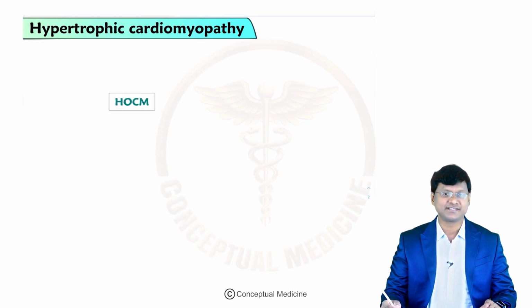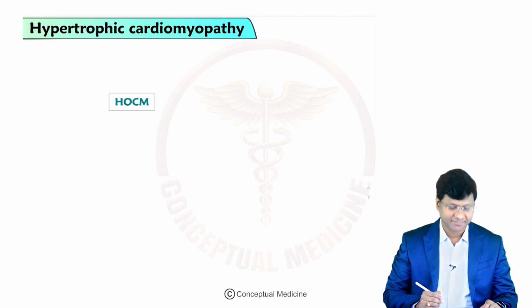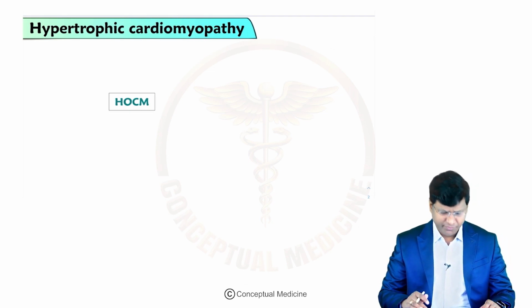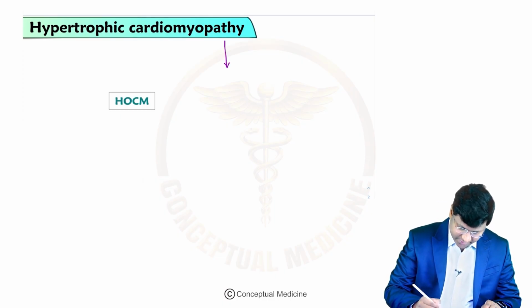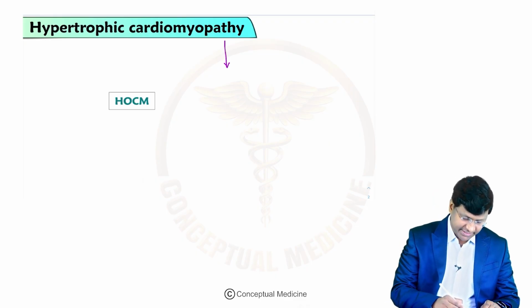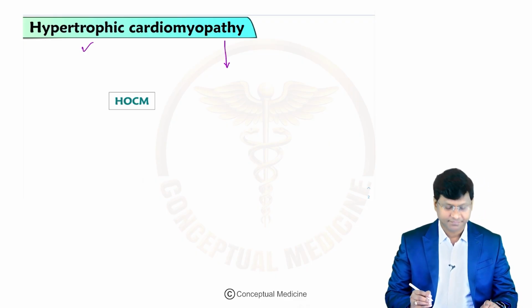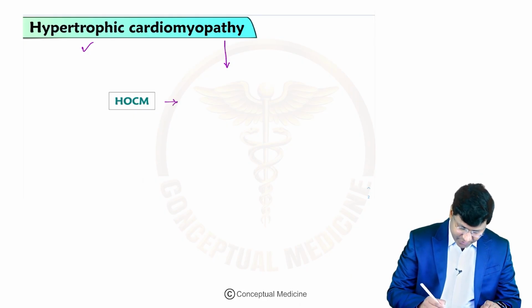In this session, I will be discussing a very important form of cardiomyopathy, that is hypertrophic cardiomyopathy. It is the disorder which is characterized by the increase in thickness of the myocardium. That is the reason why it is called hypertrophic cardiomyopathy. And if that increase in thickness of the myocardium is exactly at the left ventricular outflow tract, then it is called hypertrophic obstructive cardiomyopathy.